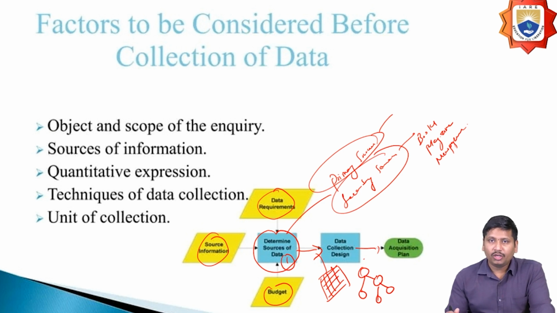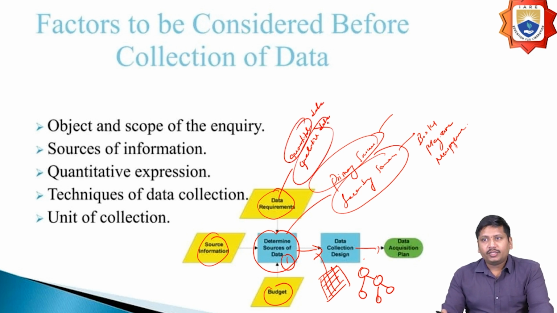First is the objective of the data and the scope of inquiry. The sources of information are also very important, that is, where the data is going to come from. And for quantitative expression, we have to consider whether the data is quantitative or qualitative.